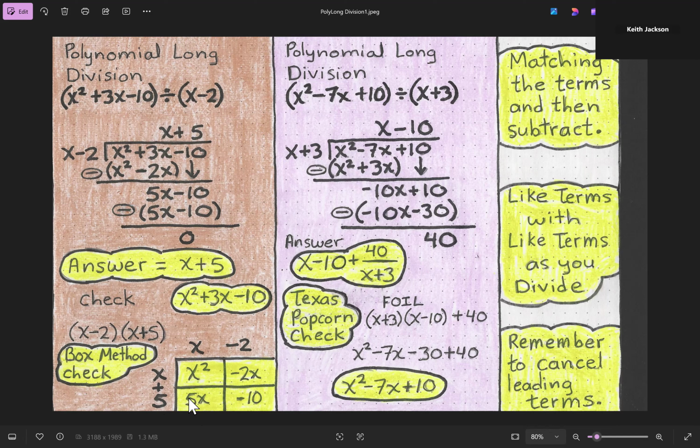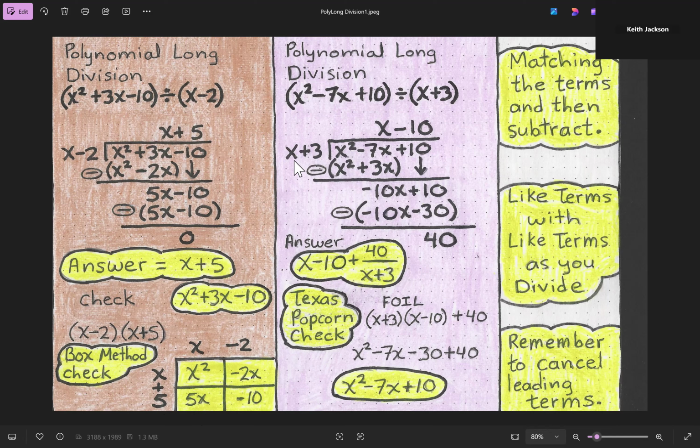And we know that 5x minus 2x will give us this 3x. So x plus 5 is our answer. And let us move on to the second big example in which we have the quantity of x squared minus 7x plus 10 divided by the quantity of x plus 3, setting it up as regular division with x plus 3 on the outside right here.